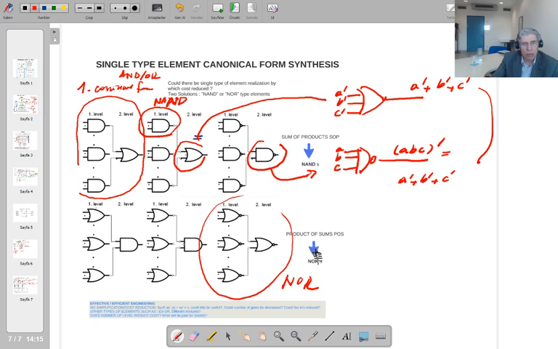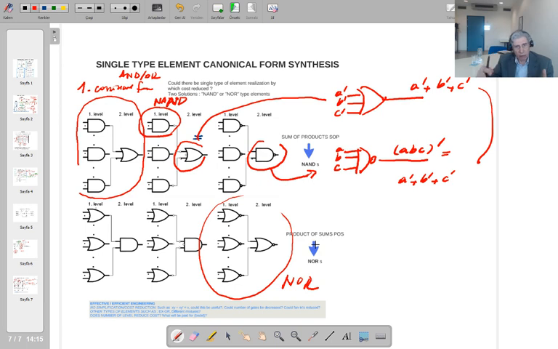So now we gave you synthesis alternatives that we could give. We could give two different circuits for the same function here. For each one of these, I could use one type of element. So altogether, I've got four designs at this stage. Systematically, I could do that.